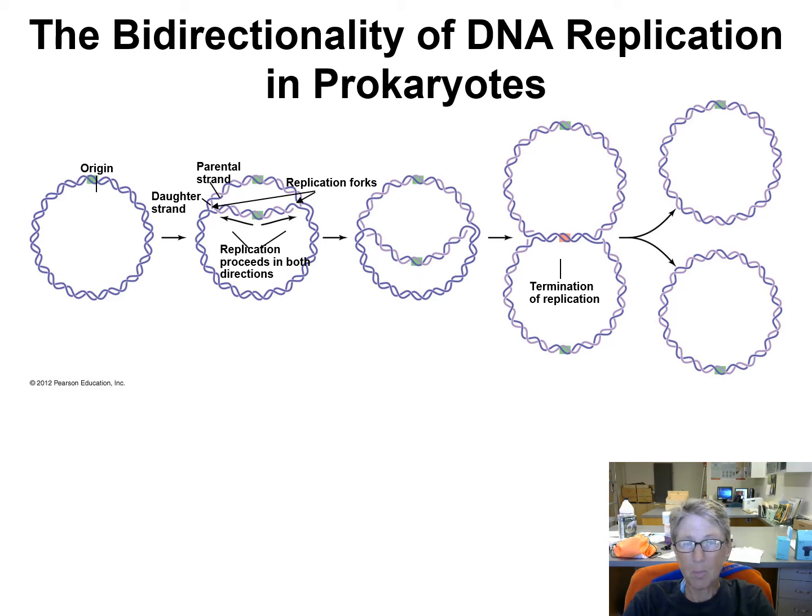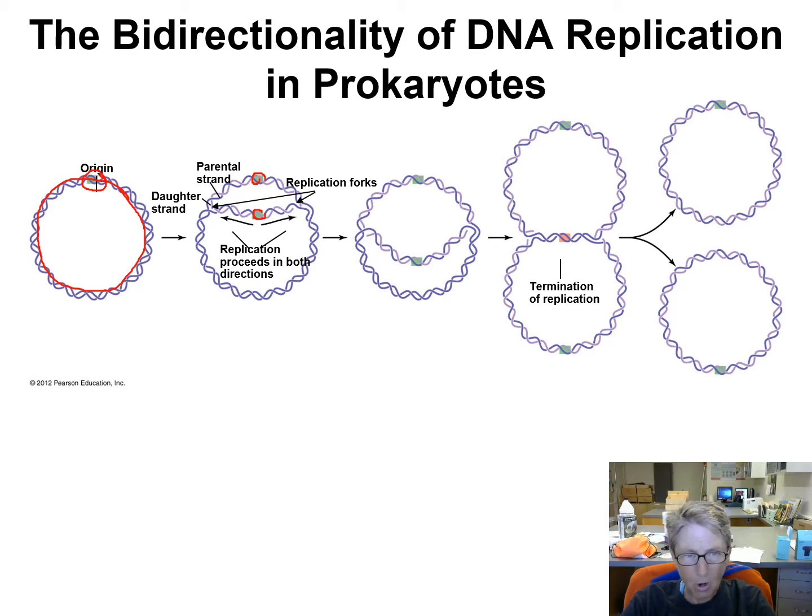This cartoon shows the bidirectionality of DNA replication in prokaryotes. So this would be a bacterial chromosome. It's double-stranded, as you can see. Here's the origin of replication. So this green part here is where replication begins. And you get replication in both directions.